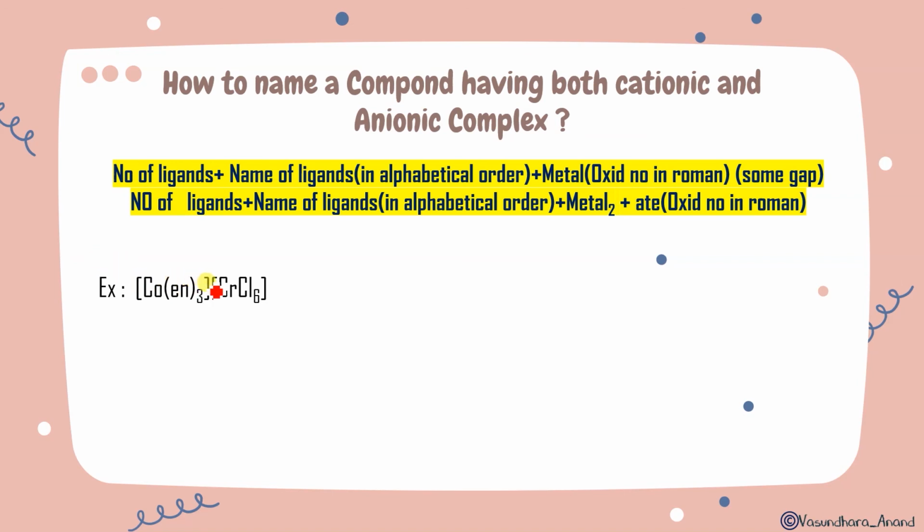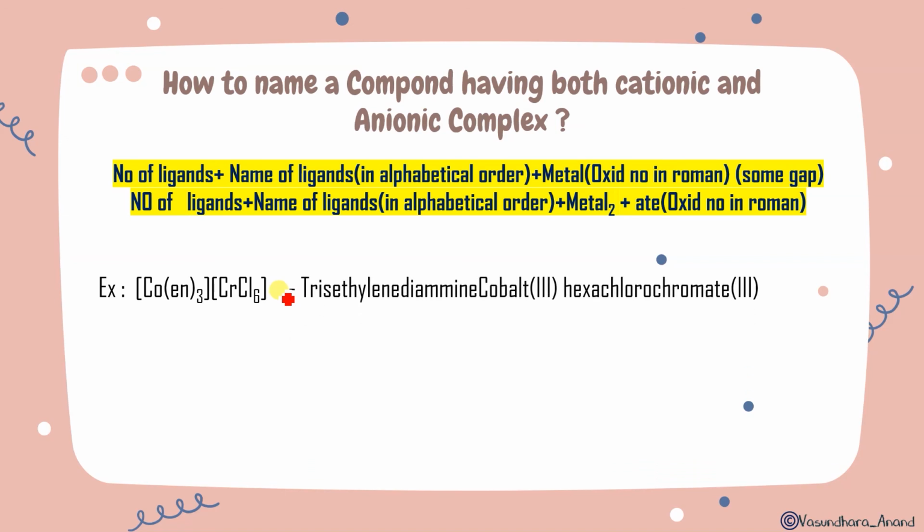So let's see. First we will write this complex, and then this complex. The number of ligands is 3, but it is bidentate, so we write tris. So tris(ethylenediamine) cobalt, and here it will be hexachlorochromate. This will be chromate because we add -ate to the second metal. The oxidation number should be 3 for both. So tris(ethylenediamine)cobalt(III) hexachlorochromate(III).